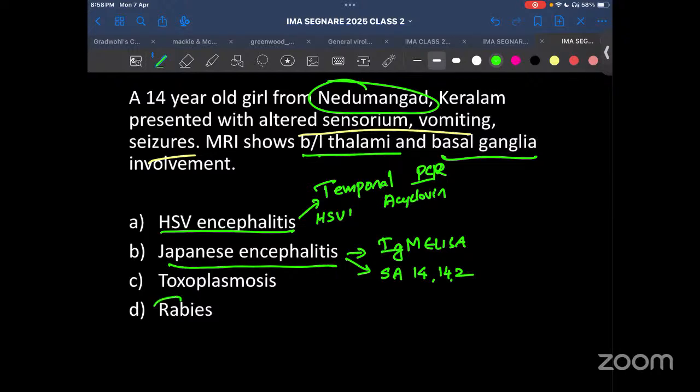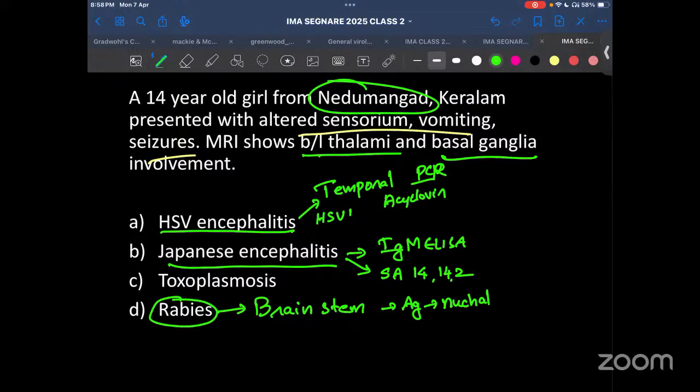And what is rabies? See here, the next one is rabies. See, in rabies, brain stem is affected. If we take MRI brain of a rabies patient, brain stem will be affected. Now, how do we diagnose rabies? We diagnose rabies by antigen detection. Okay, we can use fluorescent antigen detection. So how do we detect the antigen? From where? From nuchal skin biopsy.